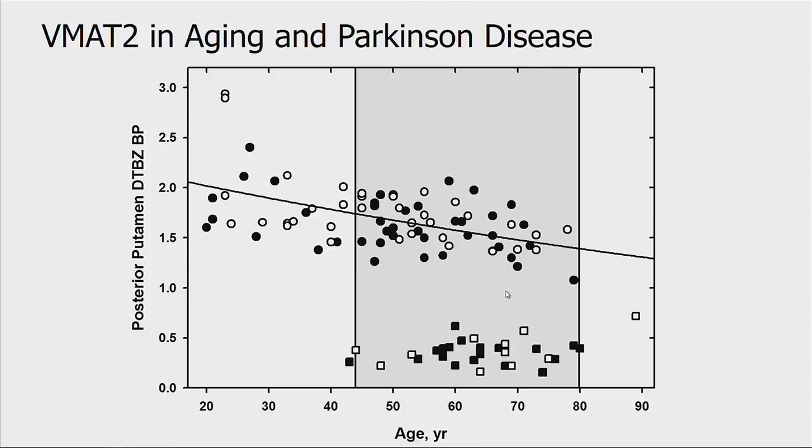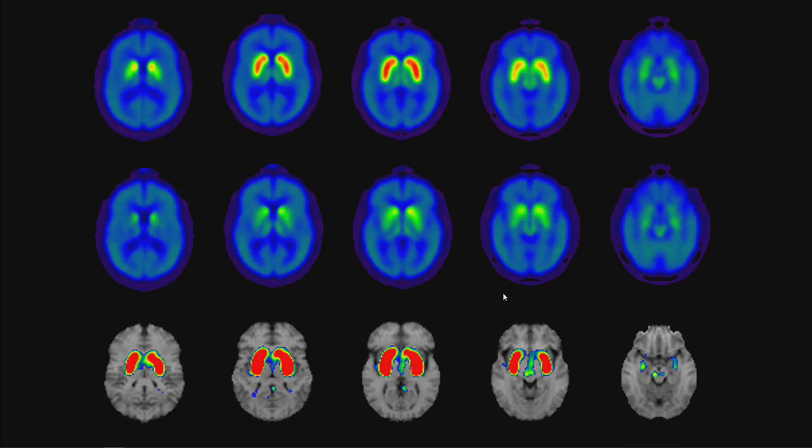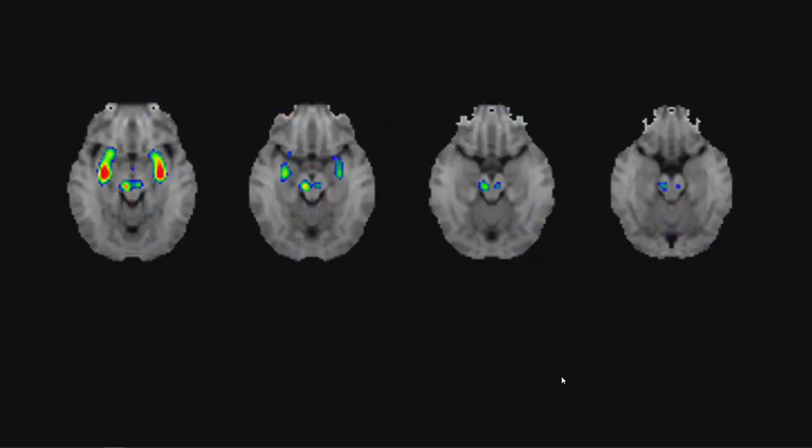In this gray box are individuals that are now depicted here. So this is an average of those normals. This is an average of those Parkinson's disease patients. And this is the statistical map showing where there are differences between these. But here's the really interesting thing, and that is if one gets the power of numbers, you can actually see in the statistical maps loss of binding in the substantia nigra, or at least in the ventral midbrain of these patients.